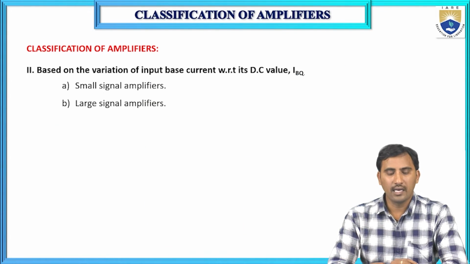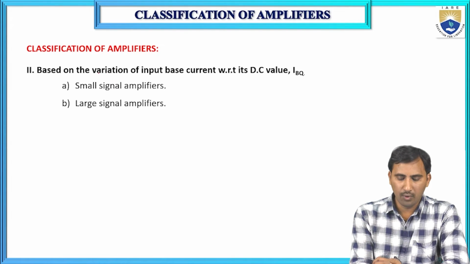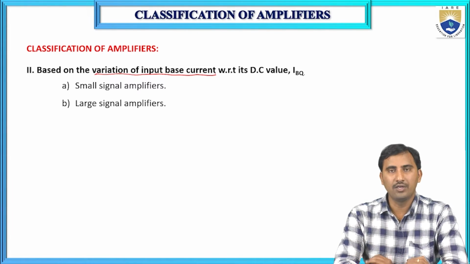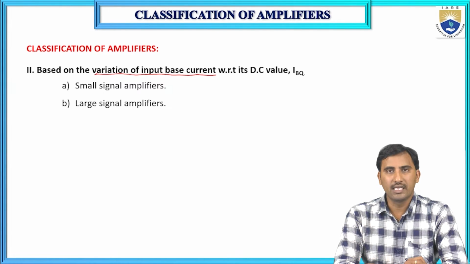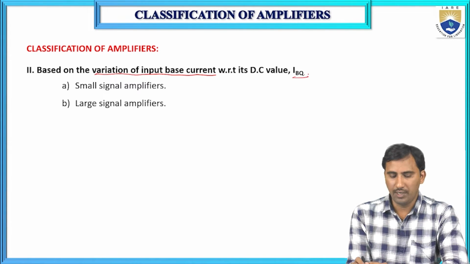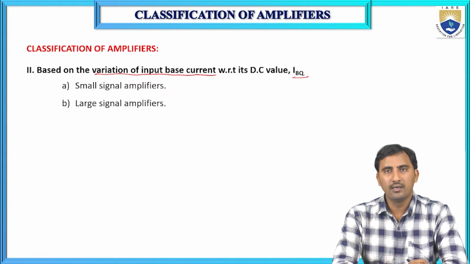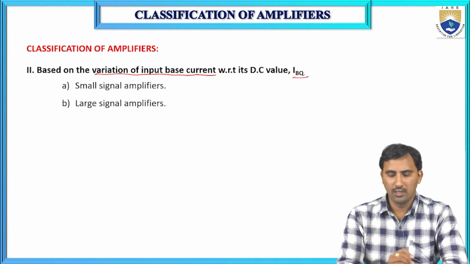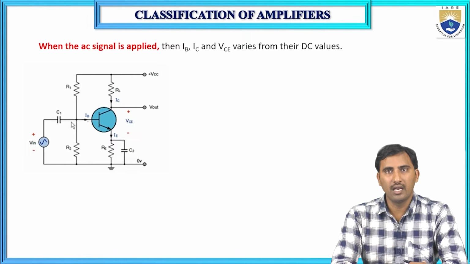Next, classification of amplifiers based on the variation of input base current with respect to its DC value, that is IBQ. Based on this variation of input base current, amplifiers are classified into two types: one is small signal amplifiers, and another one is large signal amplifiers. We will see the first one, small signal amplifiers.